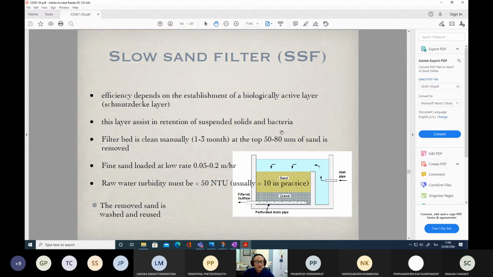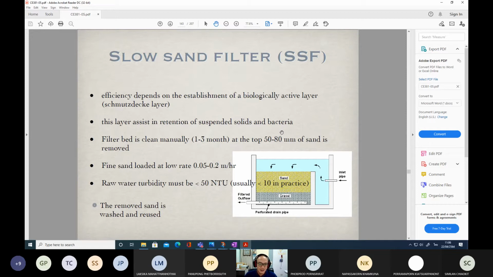For this one, we don't have to clean it on a daily basis. We can actually clean the filter once in 3 months or once in a month. It depends on the turbidities or the suspended solids entering this chamber.